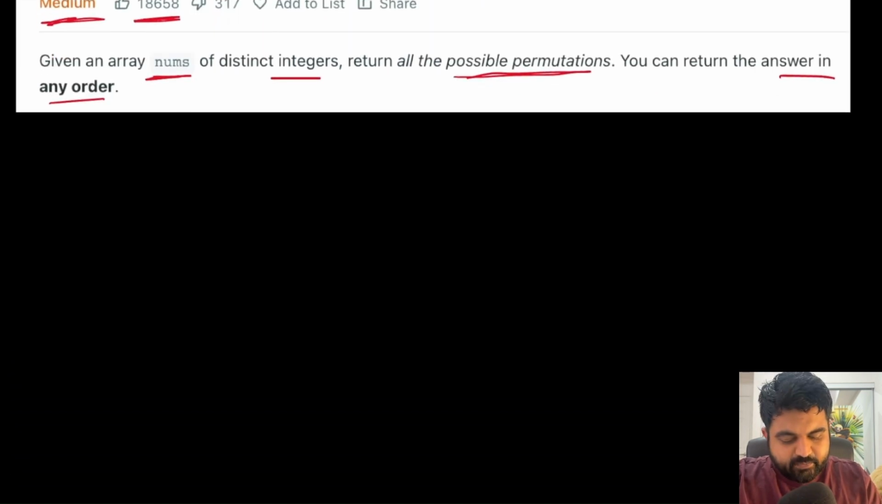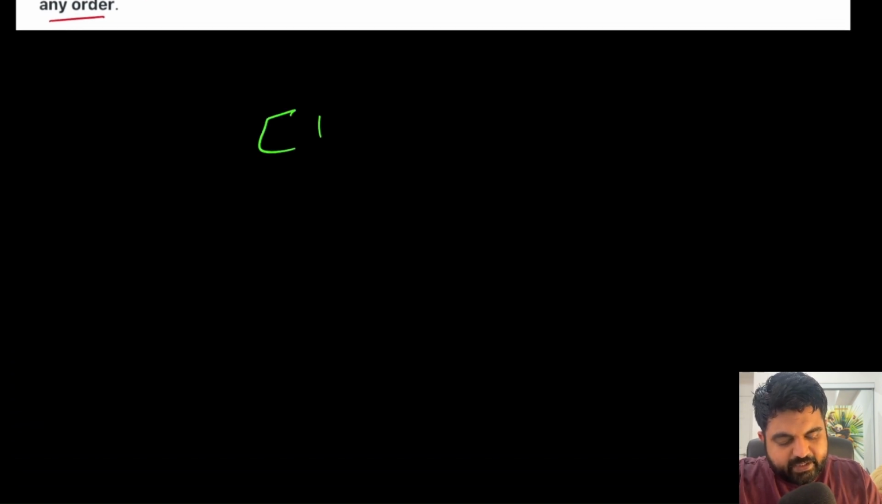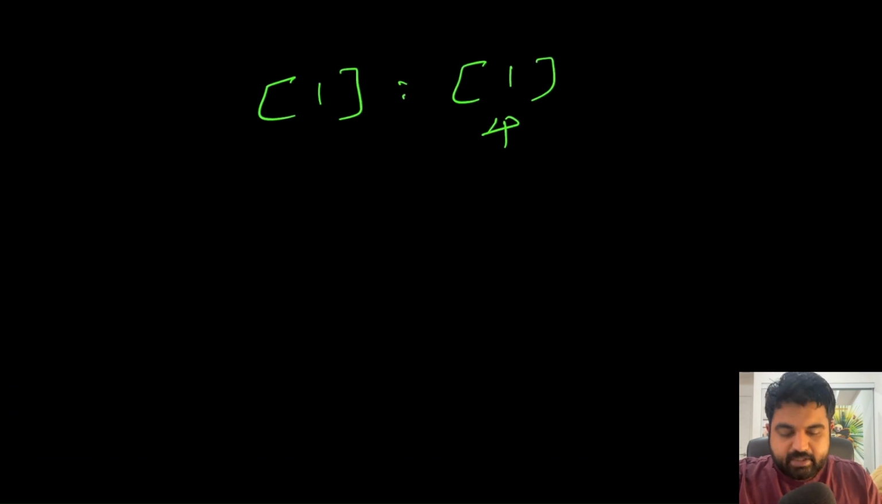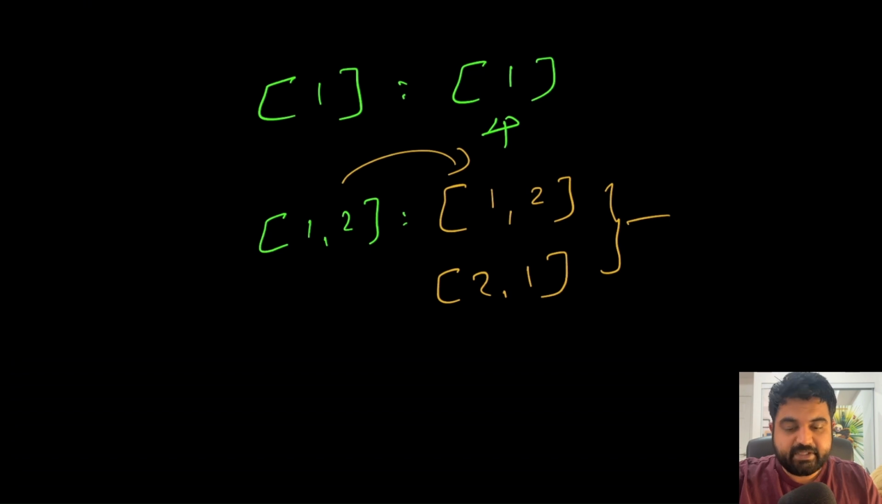So first let's try to understand this with a few examples. Let's say that in the input we are only given one element, then we can only generate just one permutation. So this is what we need to return. But if we are given more than one element, let's say 1 and 2, then we can actually generate two permutations in this case. The first permutation is going to be the same value as it is. In the second permutation, we are going to have the values flipped around between 2 and 1. So these two are the permutations that we need to return.